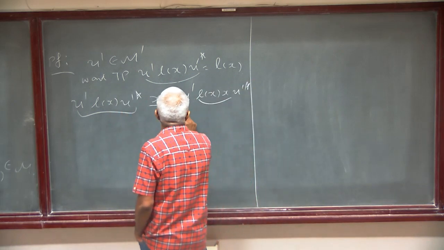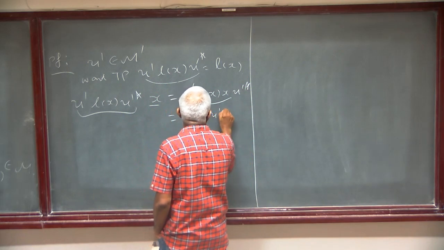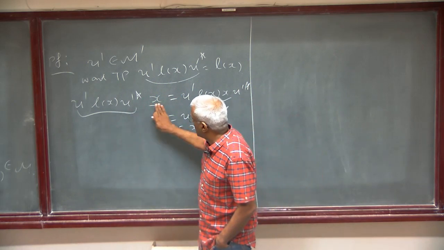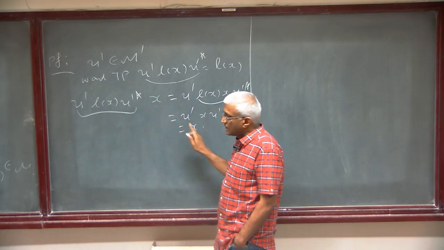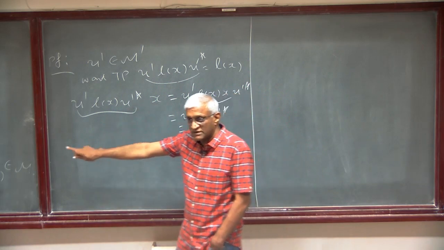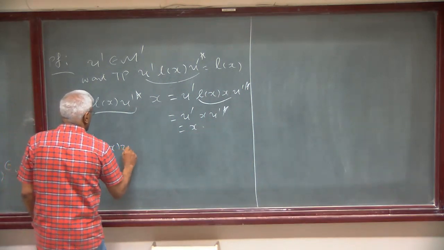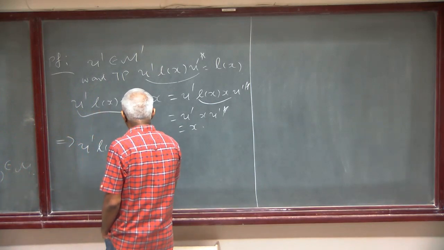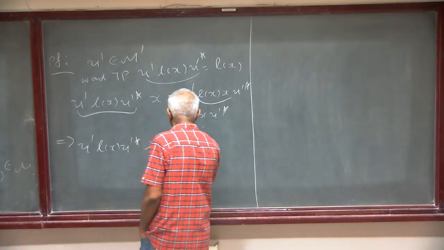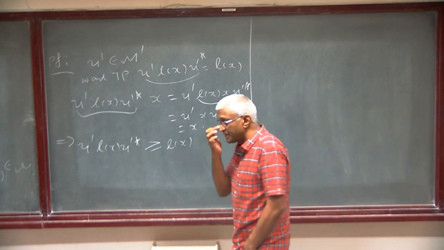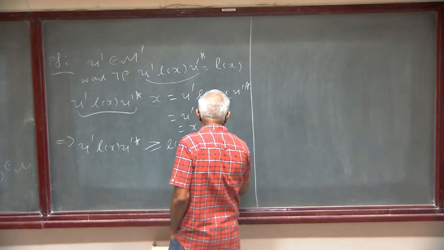But this is equal to x by the property of this. So U prime x U prime star is equal to x. So U prime L of x U prime star with x is equal to x. But L of x is the smallest projection satisfying this. So this implies U prime L of x U prime star is greater than or equal to L of x. That is the property of the left support. The same proof will work for right support also. But we want equality. This is for all U prime in M prime.